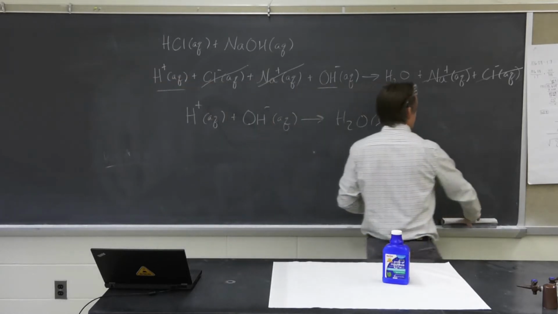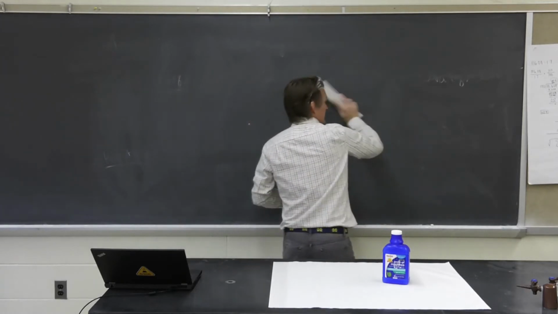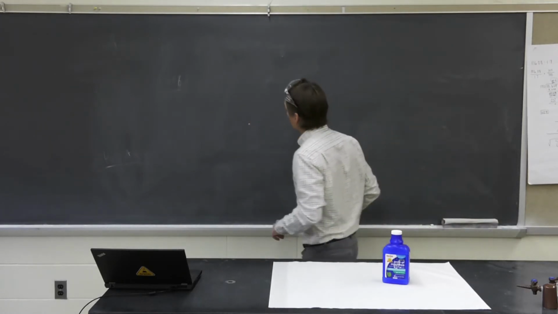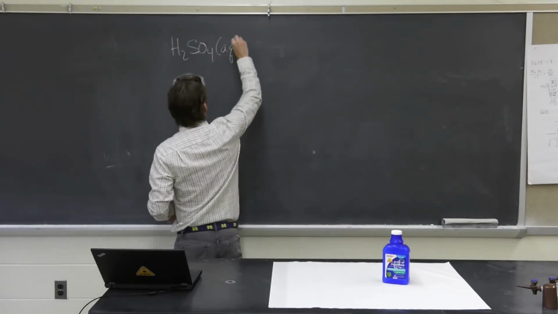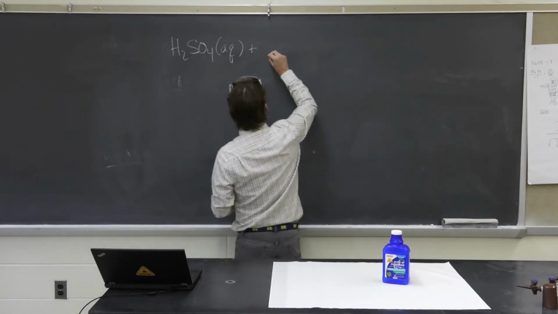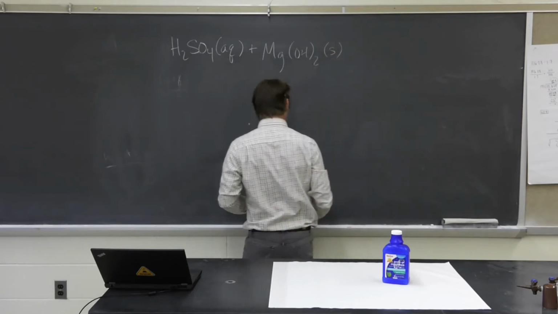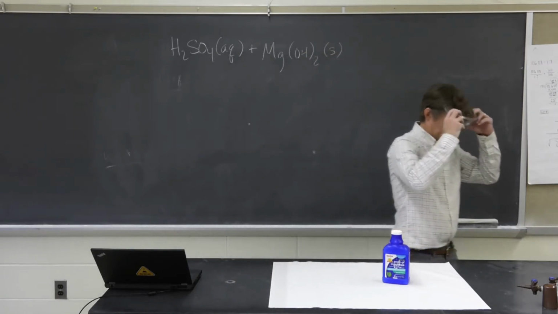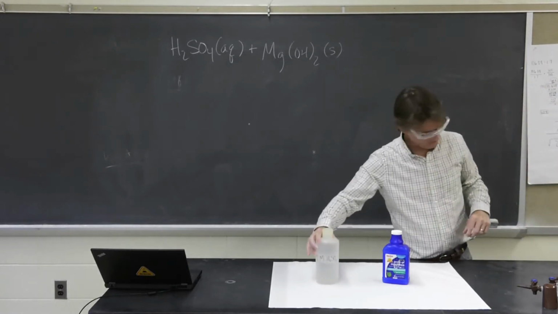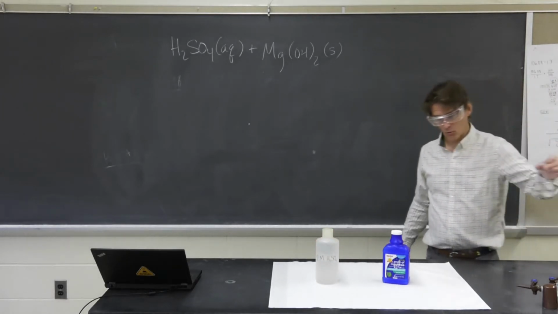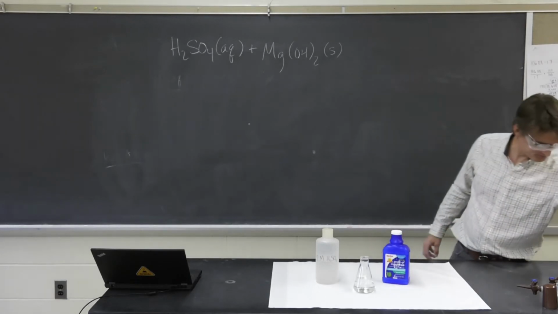Let's do an experiment here that illustrates this particular reaction. Sulfuric acid dissolved plus magnesium hydroxide. That's the active ingredient in milk of magnesia. So here's my sulfuric acid that I'm going to be using. And I have some water that I'm going to place the magnesium hydroxide in.